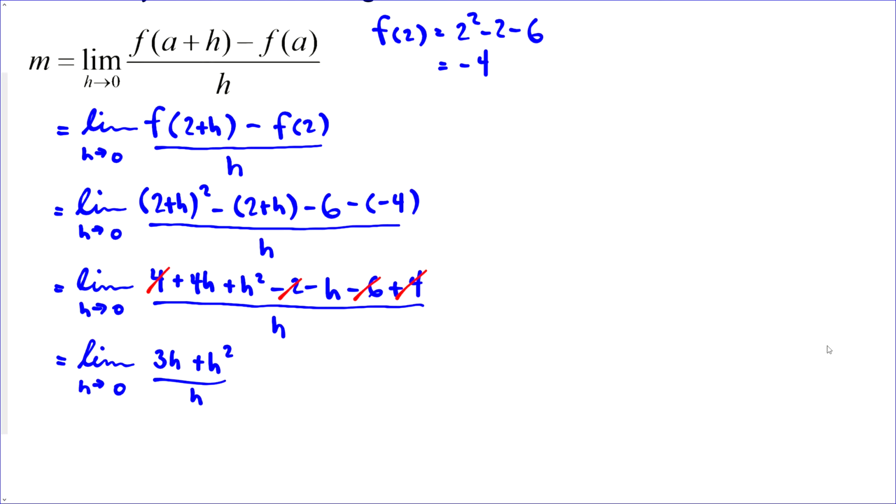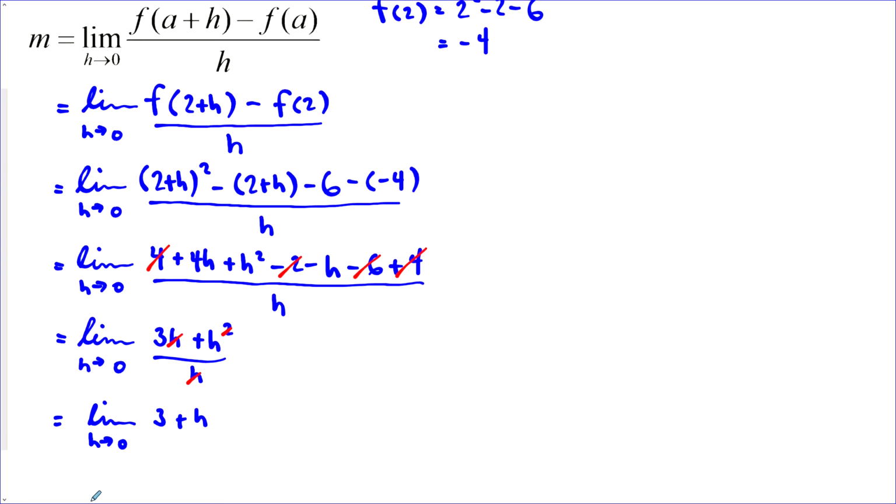And now I can cancel out the h in the denominator because it's a common term. So one of those will cancel out with one of those h's. Now I will have the limit as h approaches 0 of 3 plus h. And now it's safe to let h approach 0. And so that would be 3 plus 0, or just 3.